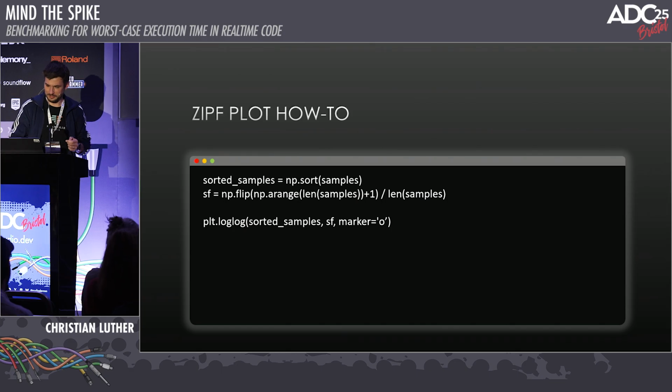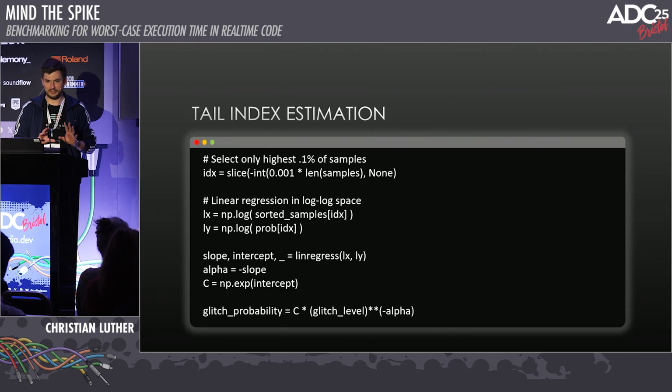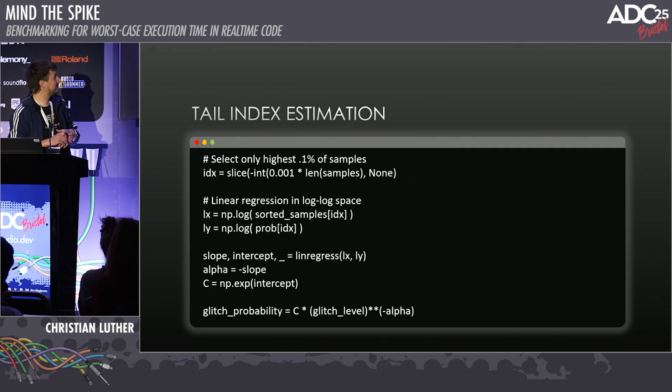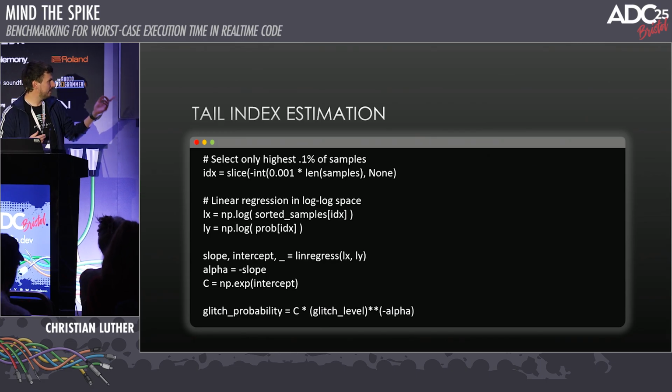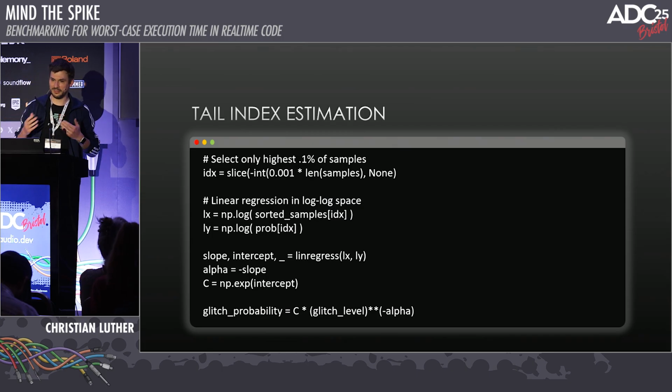If you have this, you can also fit a straight line to this log plot, and you can get the slope of it, which is called the tail index, which says how fast the probability goes down towards higher values. And you can also use this to compute the probability of reaching a certain level. For example, 100%. You can compute the probability and then figure out how often you could really expect this kind of value.